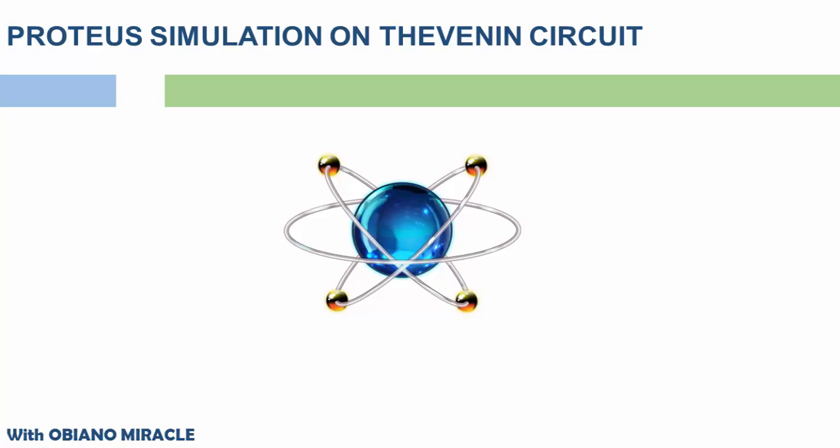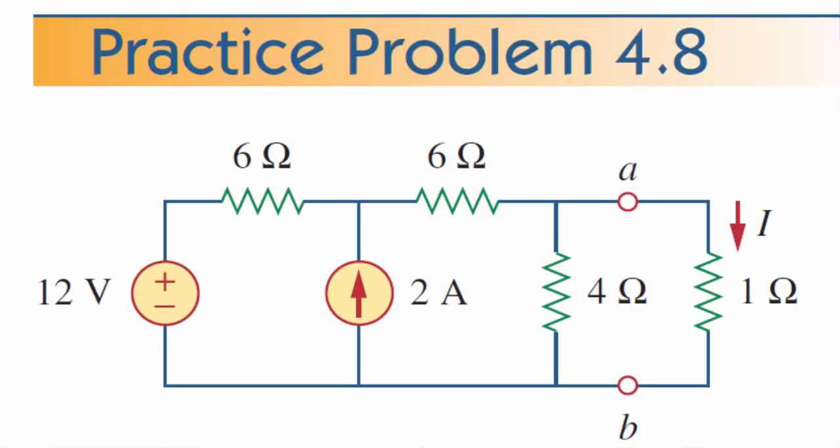In this tutorial, I'm going to be teaching how to use Proteus to simulate the Thevenin circuit. So we are going to be simulating this circuit using Proteus. This circuit was gotten from Fundamentals of Electric Circuits by Alexander and Sadiku. This circuit is practice problem 4.8 in the text. What we're going to be finding in this circuit is the Thevenin equivalent circuit and the current that flows through the load.